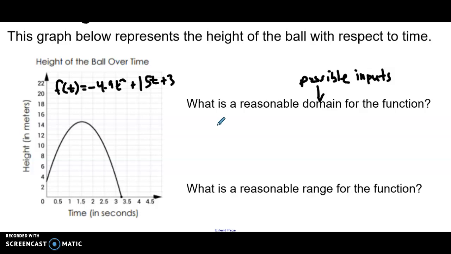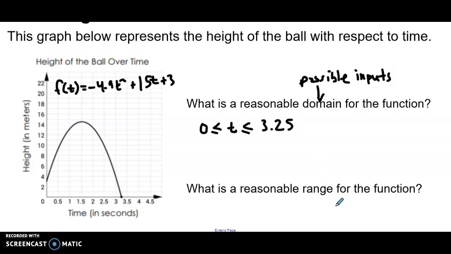So I think a reasonable domain on this one would be something starting at 0, including 0, and then t. So t is between 0 and, let's say, 3.25, which is somewhere between the 3 and the 3.5 that we have. So these are our possible inputs. We can put anything from 0 to 3.25, and we'll get an answer.